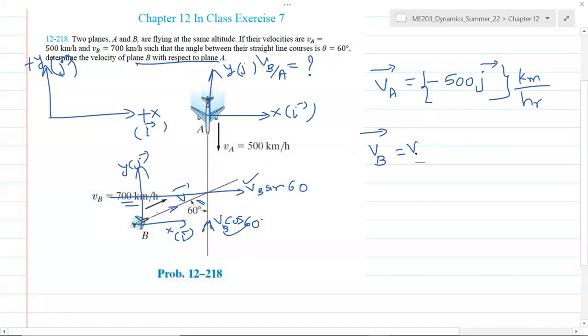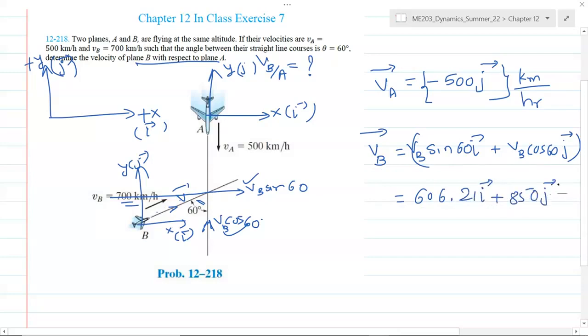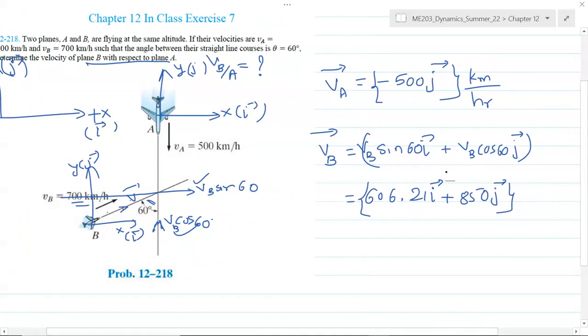So this is VB sine 60 i plus VB cosine 60 j. The value of VB is 700, which is given. So you substitute that 700, multiply with this, and get the final answer as 606.21 i plus 350 j. And this is VB in kilometers per hour.